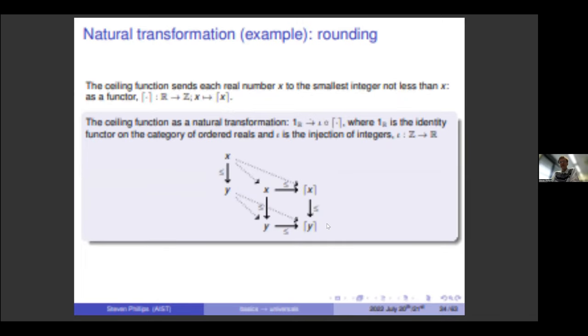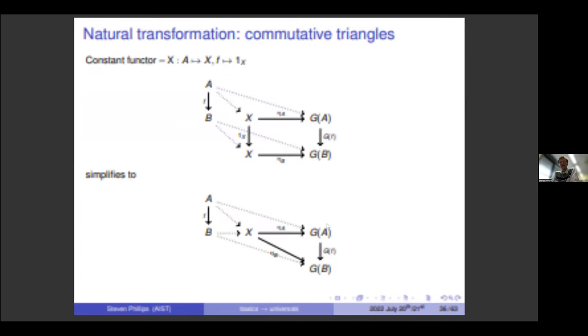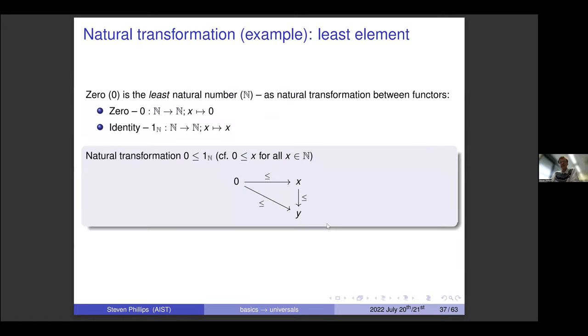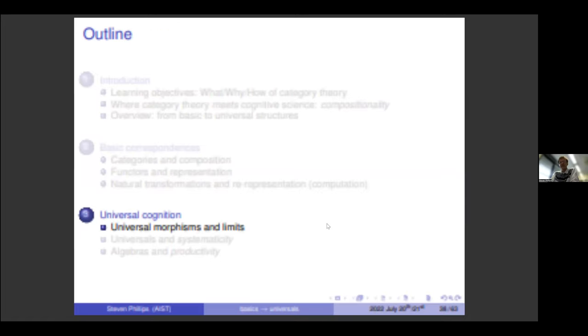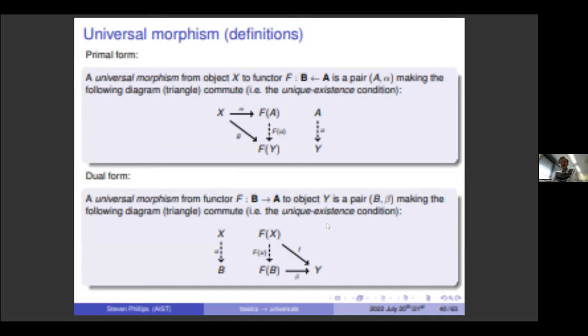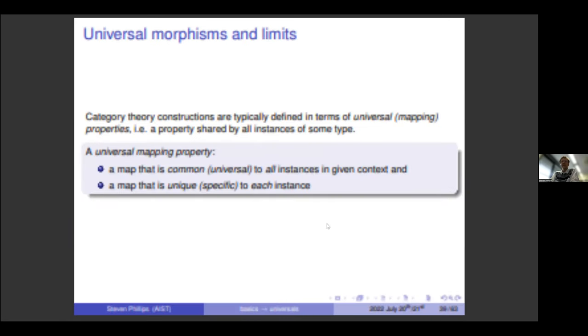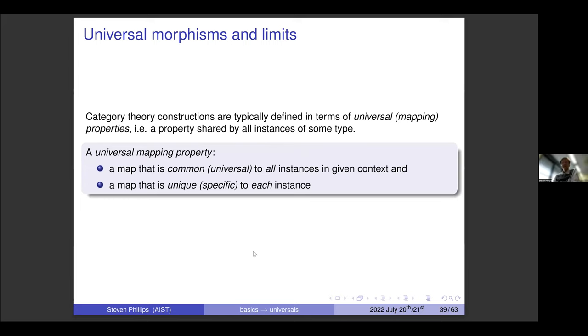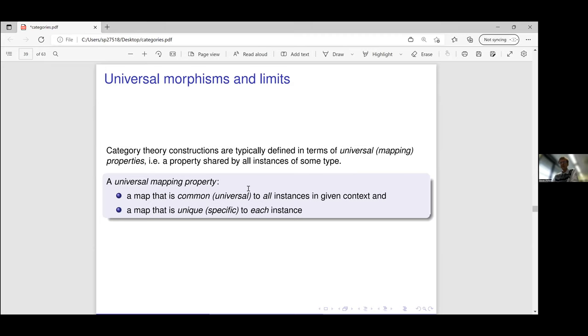And so we were very close to the notion of universal morphism. We saw a sort of miniature example of that there. And here is the motivation for what is a universal morphism? Okay, a universal mapping property is some property that is composed of two things. Okay, and I'll leave it at this slide, and we'll go for a break.